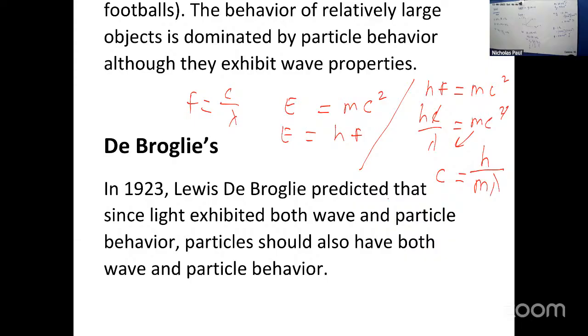And if I rearrange, let me just carry across lambda. I'll get mc lambda is equal to h. So I'll get lambda is equal to h over mc. What is mass by velocity? Momentum. So wavelength is equal to h over p.